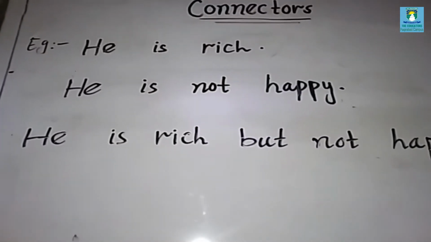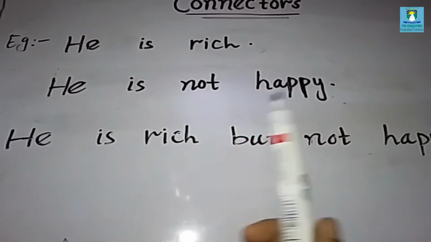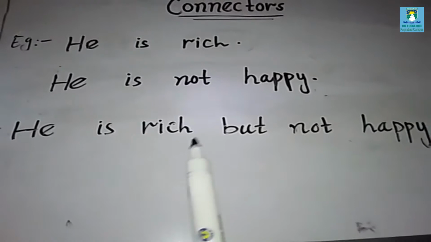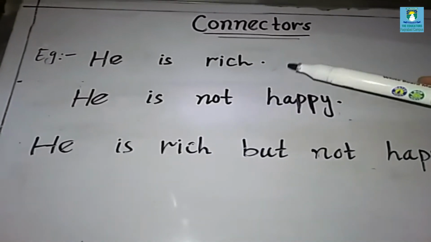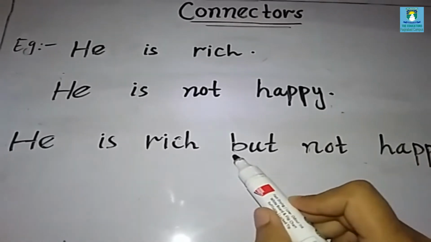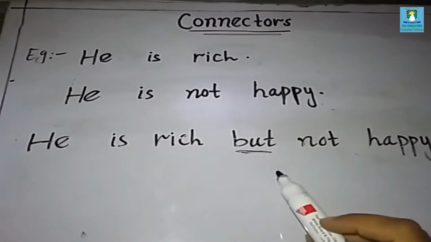Now look at the example. He is rich. He is not happy. So, he is rich but not happy. As you can see, there is a contrast relation between these two sentences. That's why we have put but. He is rich but not happy.